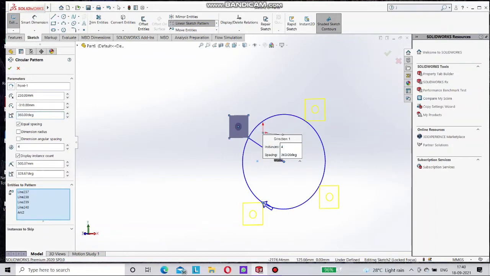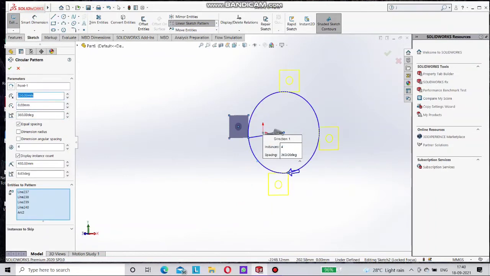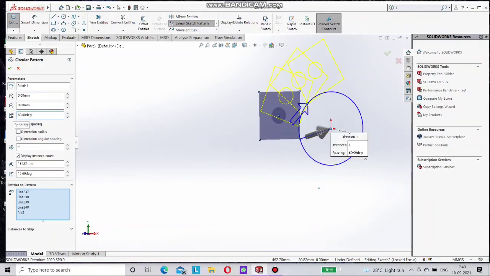Okay, and the fourth row is for, first, okay, 1 minute. I have to make this 0 first. Okay, the fourth line is for degrees. In which degrees you want these patterns. I am selecting here 60 degree like this.